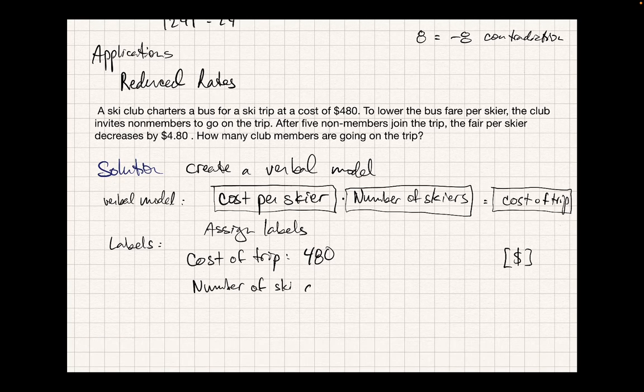Is number of skiers X plus 5? Oh wait, number of ski club members is X, and number of ski club members.